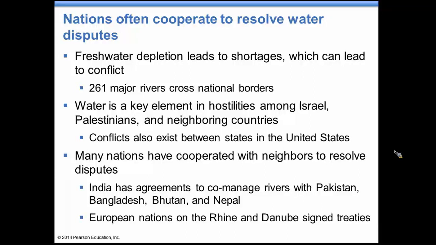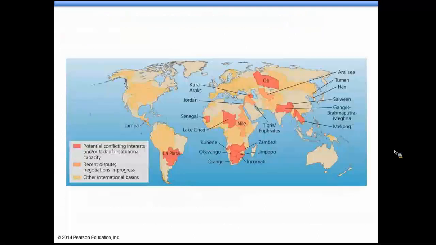India has agreements to co-manage rivers with Pakistan, Bangladesh, Bhutan, and Nepal. And then European nations on the Rhine and the Danube, I don't know how to say that one, have also worked together. And here we can see there's just a lot of water bodies that interact with different nations.